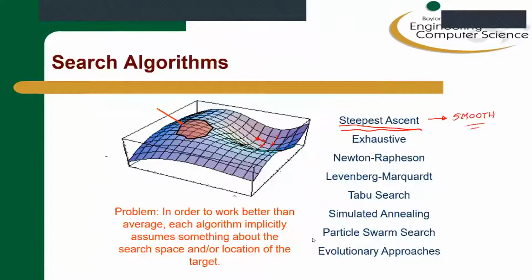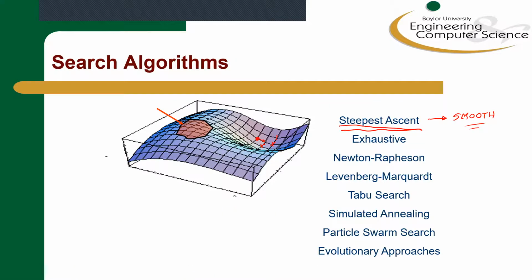Okay, problem. In order to work better than average, each algorithm implicitly assumes something about the search space and/or location of the target. Remember, we talked about the idea of knowing nothing. When you do a search, when you do an optimization, you better know something. You better have some domain expertise that you bring to bear on your solution. When you design a circuit, you're bringing domain expertise of Kirchhoff's laws, your knowledge of the way that these different devices work, and you're bringing all of that into the design of your circuit. And if you didn't have that, you'd be up a creek.